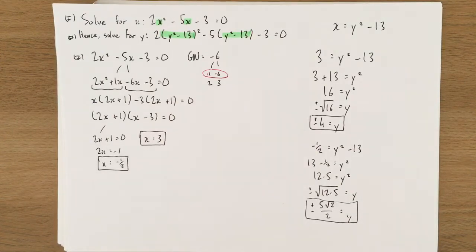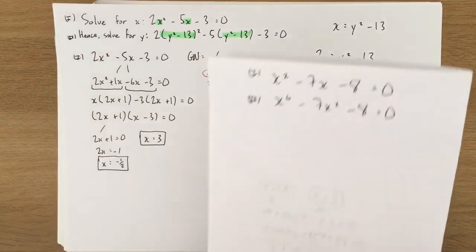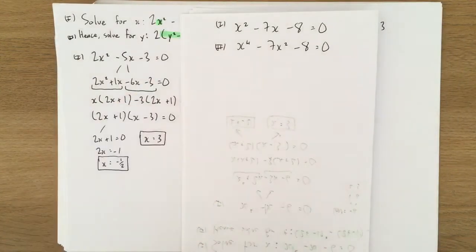There's just one more thing I will do, because I think it comes up in one of the questions in the book. It mightn't be obvious. I won't do this one in full. I'll just point out the connection between the equations on this one. So if you get something like this, x squared minus 7x minus 8 equals 0, and x to the 4 minus 7x squared minus 8 is equal to 0.